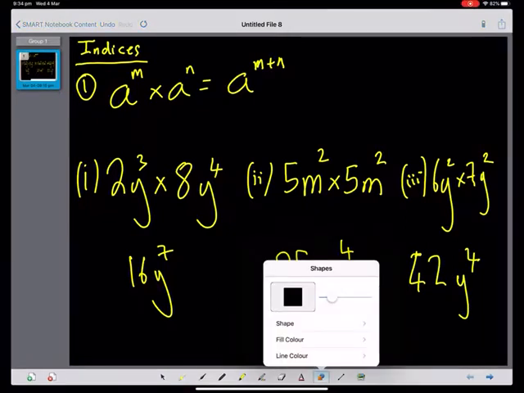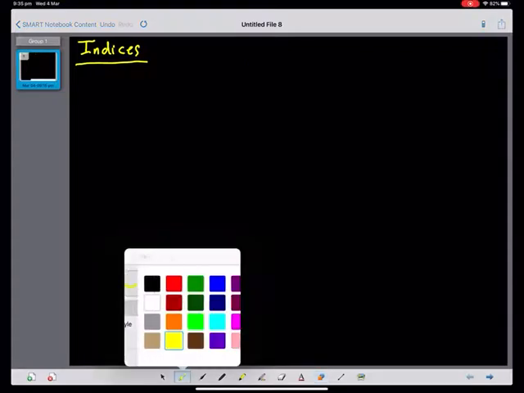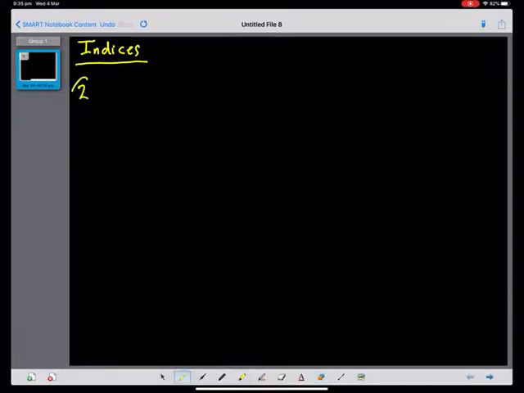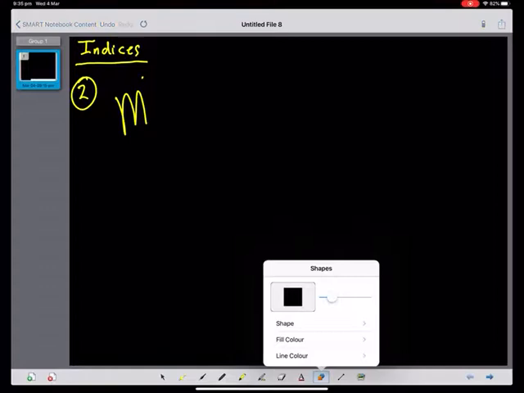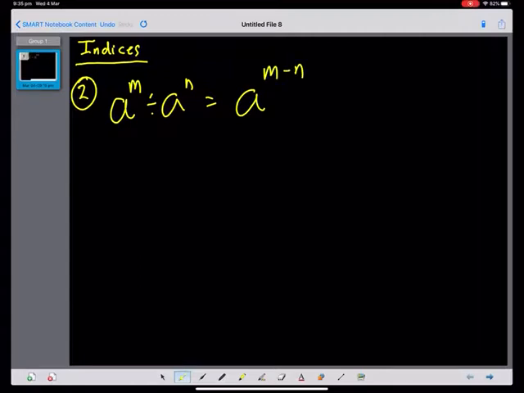Okay, so let's look at the second index law. The second index law was the division one. It said that if we've got a to the m divided by a to the n, that is the same as writing a to the m minus n.